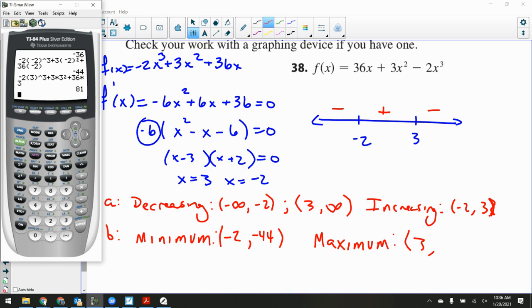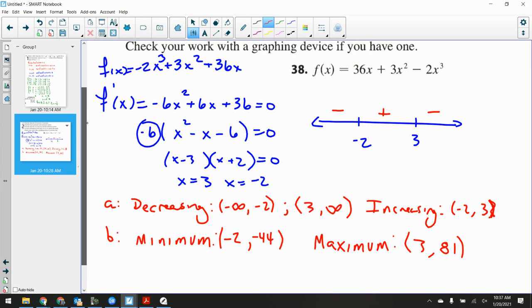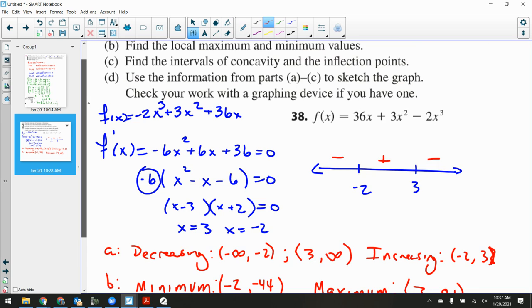81. 3 comma 81. Because I'm going to need those coordinates when I go to sketch. So it's important that I know the full coordinate. All right, now, part C says, find the intervals of concavity.